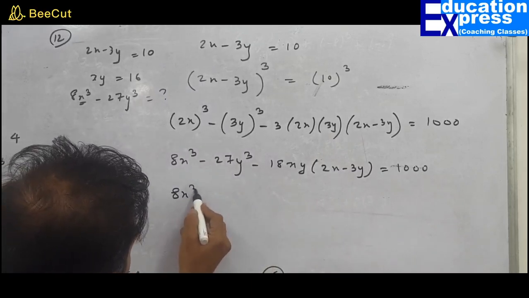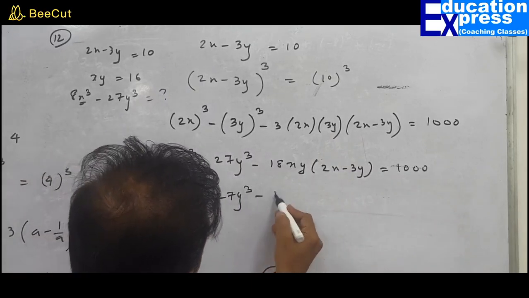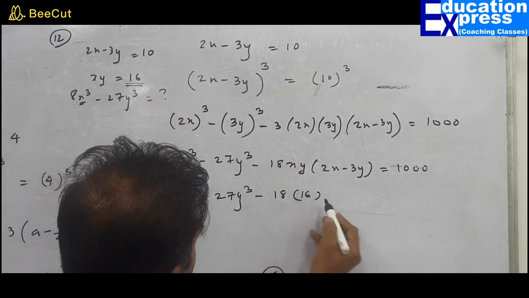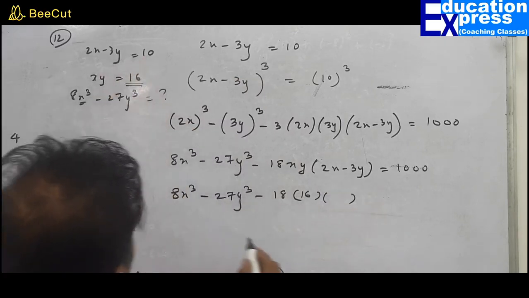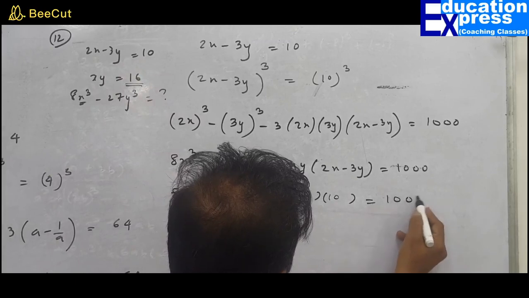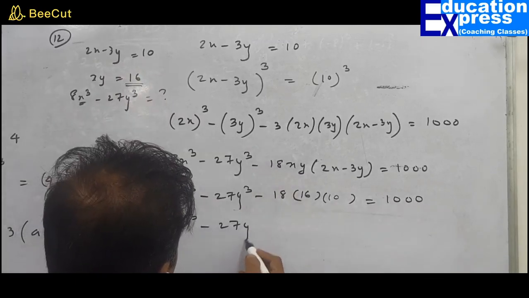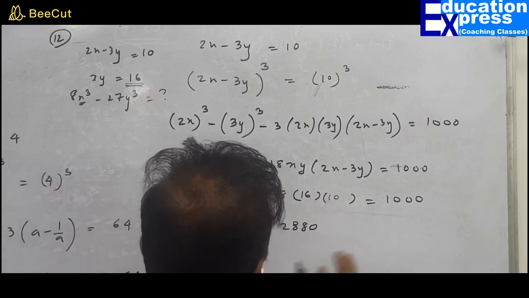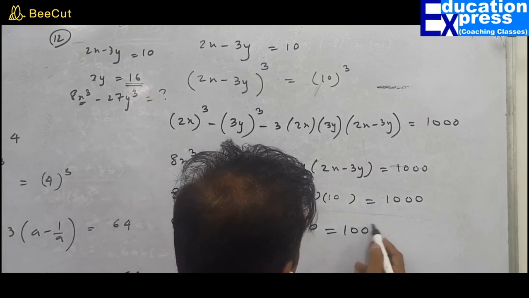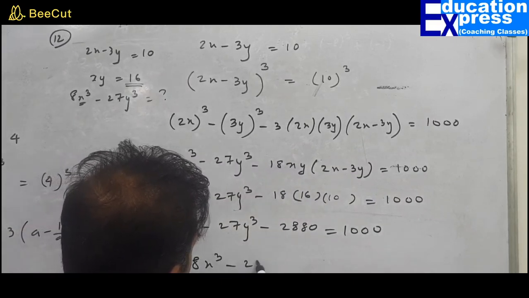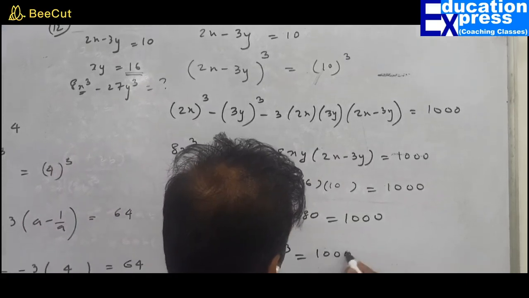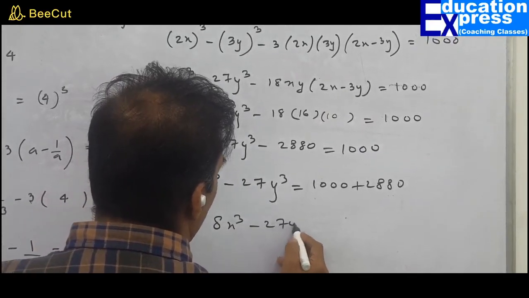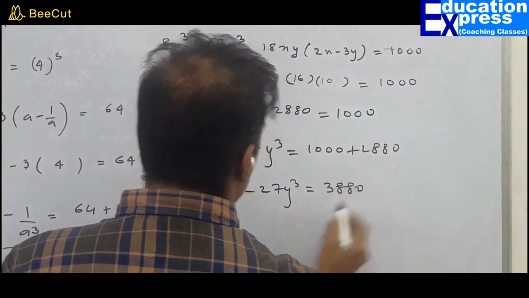Pay attention, my dear friends. Very interesting aspect over here. 18. What about xy? Already given to me, xy is 60. That's so nice. What about 2x minus 3y? That is also given to us as 10. Equals 1000. 8x cube, pay attention, very interesting part. 18 into 60, 1080, into 10, 10800. Oh, I'm sorry, into 10 equals 1000. 8x cube minus 27y cube equals 1000 plus 2880. Therefore, 8x cube minus 27y cube will be 3880.